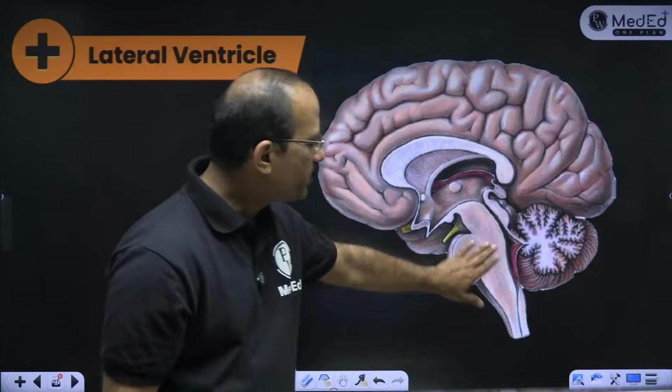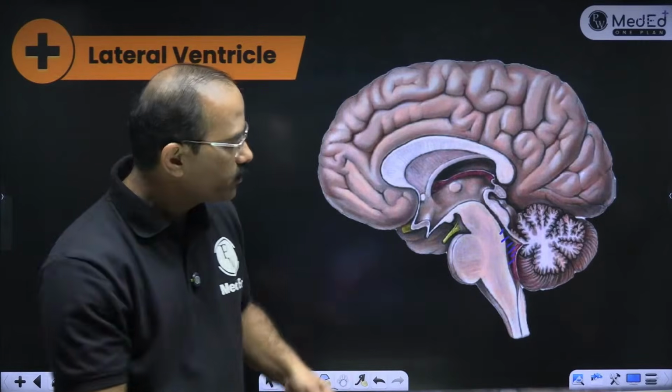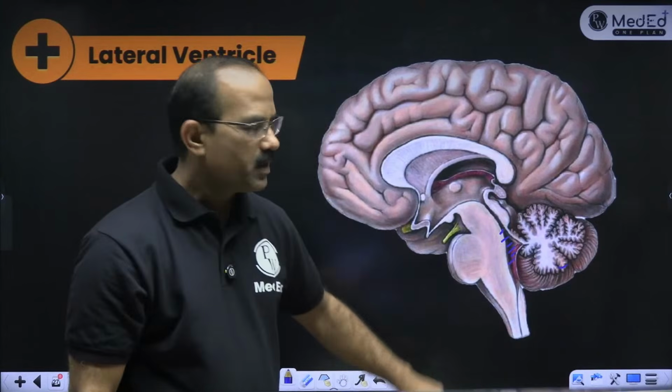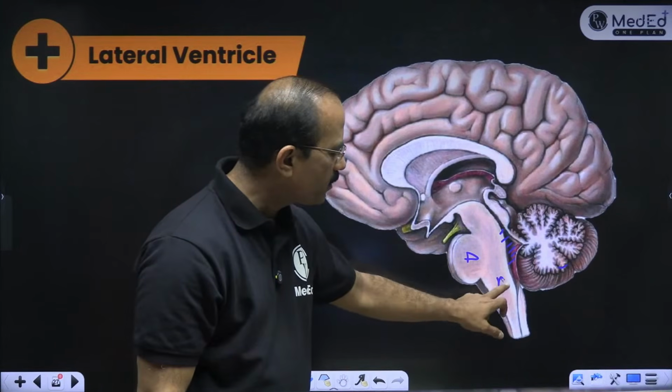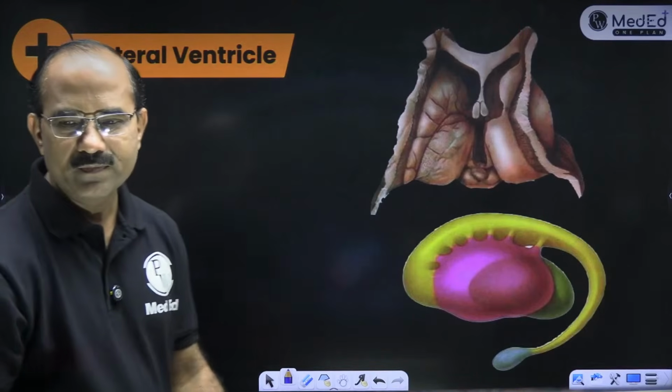Now coming to the fourth ventricle, this is the fourth ventricle here. So what is the roof of the fourth ventricle formed by? Cerebellum. The floor is formed by the pons and the medulla. The pons and medulla are going to form the floor of the fourth ventricle.